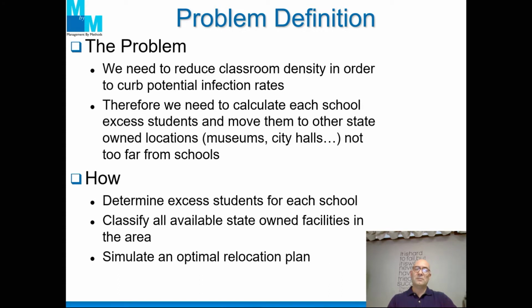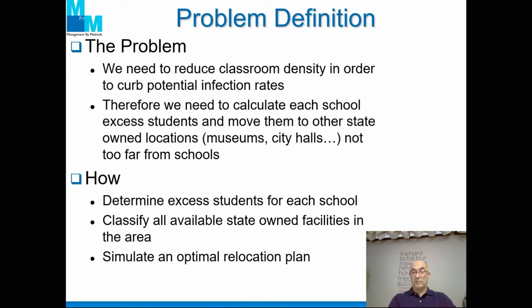So we start to define the problem. How do we define the problem? We need to reduce classroom density in order to curb infection rates. The fewer students in a class, the lower the probability of cross-infection. Therefore, we need to calculate each school's excess students and then move them to other state-owned locations, museums, city halls, and the like. But of course, not too far from schools.